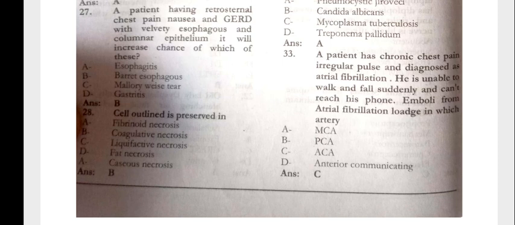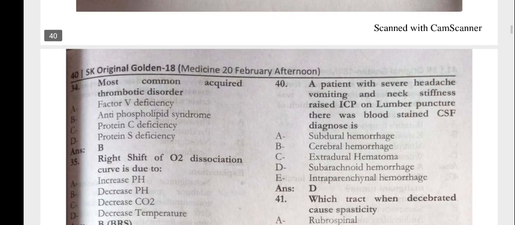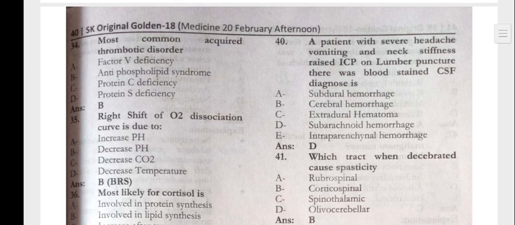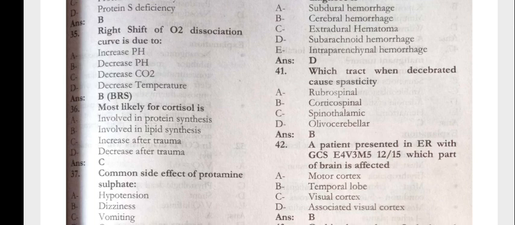The patient has chronic chest pain, irregular pulse, and a diagnosis of atrial fibrillation. He is unable to walk, falls suddenly and can't reach his phone. Emboli from the atrial fibrillation lodge in which artery? That is ACA. The most common acquired thrombotic disorder is antiphospholipid syndrome. The right shift of the oxygen dissociation curve is due to decreased pH.